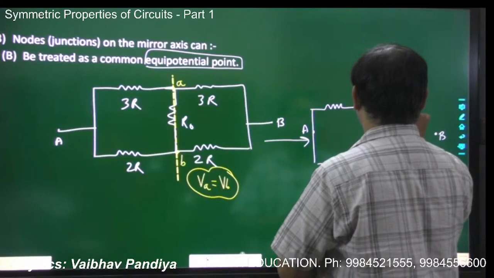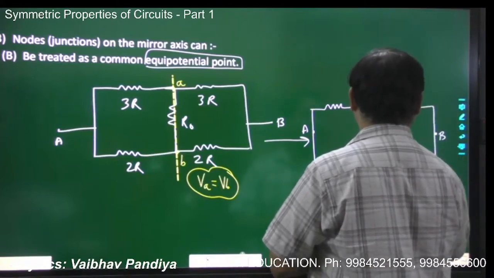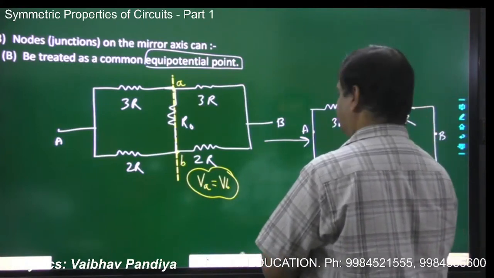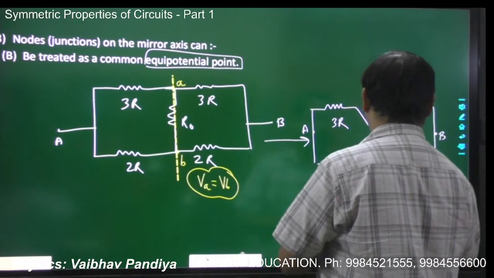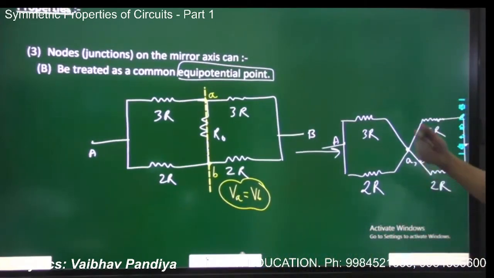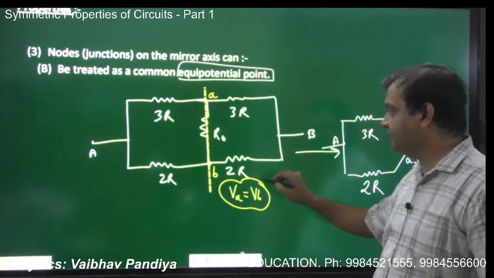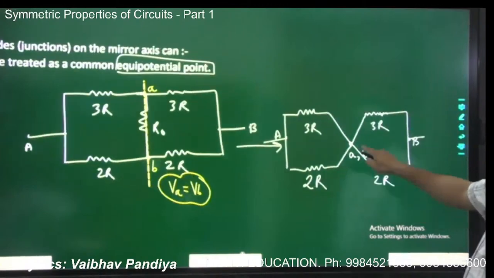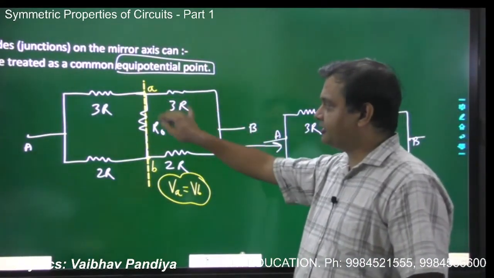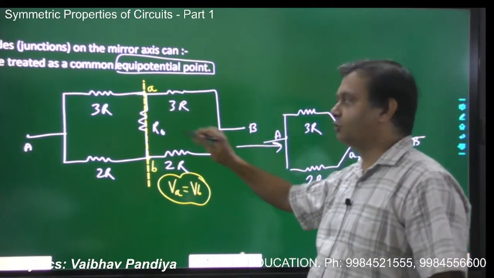Correct? There is no role of the middle resistor. So this is your 3R, this is your 3R, this is your 2R, and this is your 2R, and this is A, and this is B. So this is the second application of the third property. If there are different points on the mirror axis, since they are equipotential, they can be treated as a single point in the circuit, and the middle resistor or middle element will go away. There will be no role of that element.